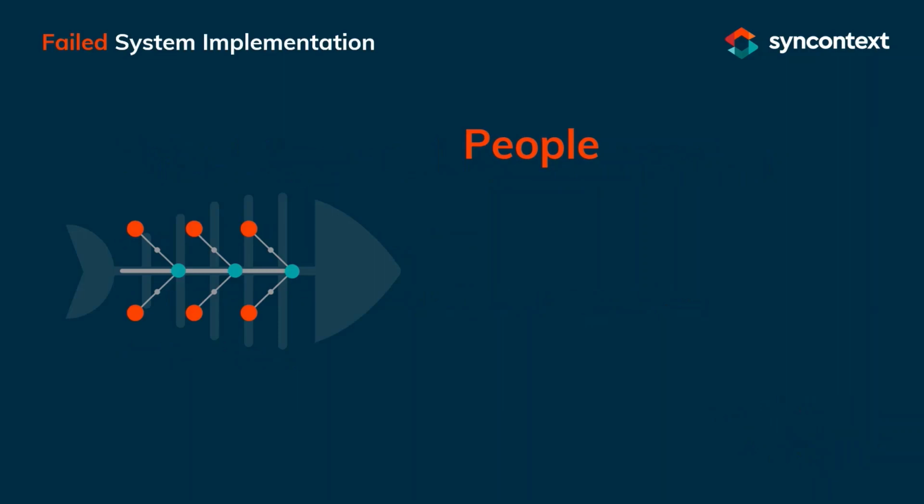Let's start with people. Now we're starting with a difficult one. You're not going to get many people admitting that they were the cause of a failed project. This category isn't trying to isolate a single person or even place the blame on the competency of the project team. It's meant to explore the team dynamics and individual motivations more than anything. Here are three potential root causes for a failed system implementation under our people category.